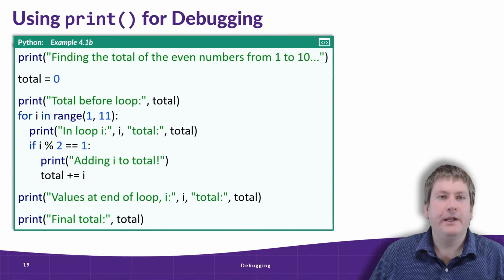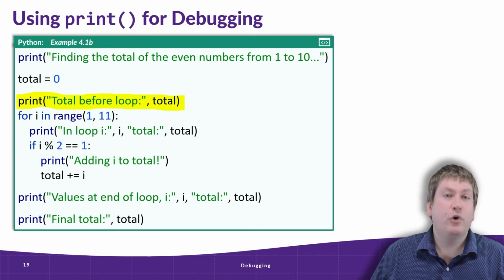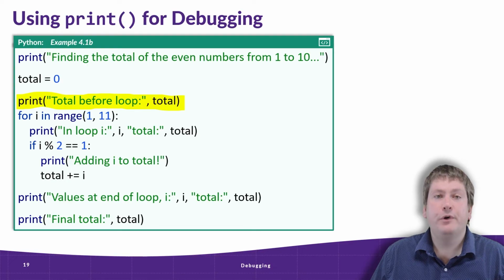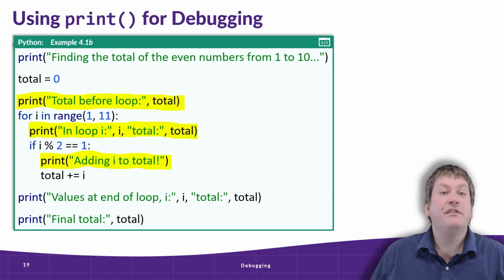And we've added a few here. The first one we added was before the loop, and it's going to say total before loop, and then output the total. We added one inside the start of the loop, and it's going to tell us the current value of I, the index of the loop, as well as total. And we're going to add one inside the if statement, just to let us know if it has triggered. These print statements for debugging can also be helpful not just to output values, but to also let us know we've reached a certain point in the code.